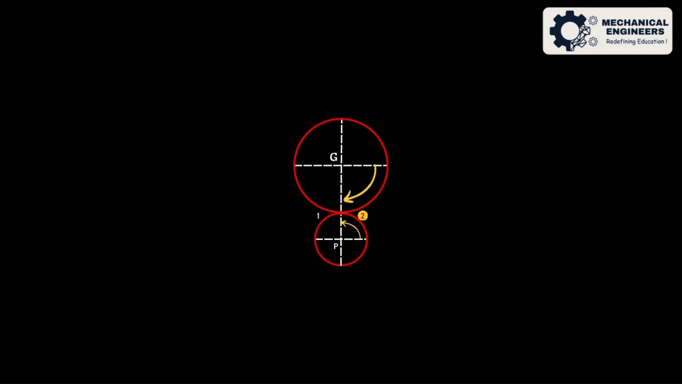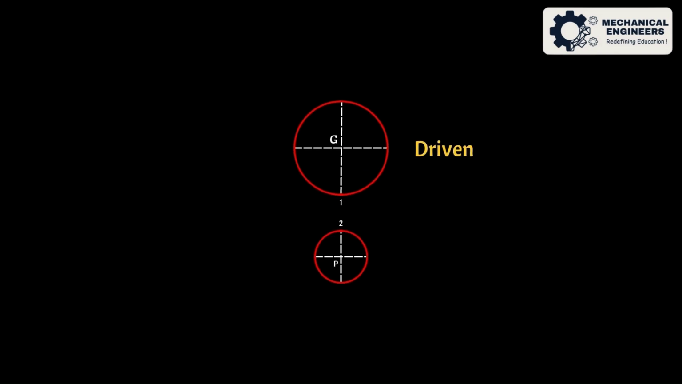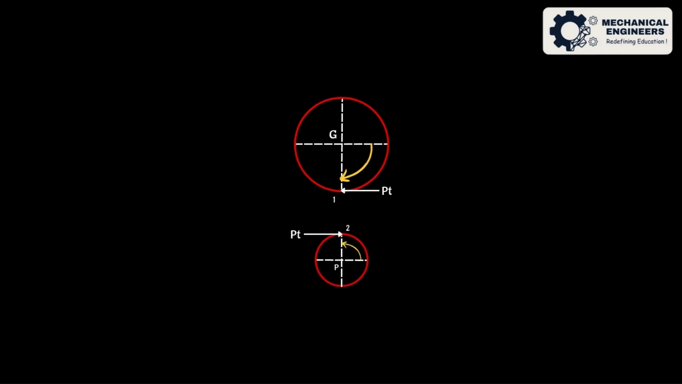In running condition, the point 2 on the pinion and the point 1 on the gear are in contact with each other. The gear G is the driven element. It is made to rotate in clockwise direction. Therefore, at point 1 on the gear G, the tangential component Pt will act towards the left. There will be equal and opposite reaction at point 2 on the pinion P.